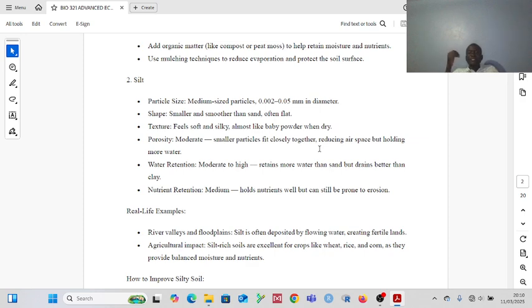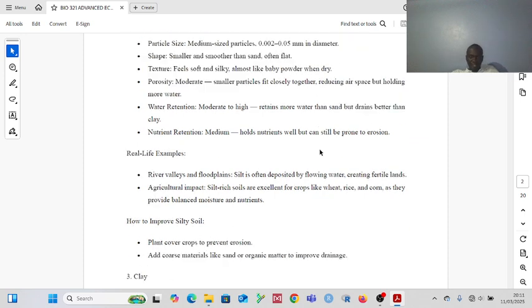That's why you find rice and wheat being grown in areas like Kano, in areas that have a lot of water. The water floods that particular area, and as the water passes, it deposits silt. Then rice does excellently on the silt.